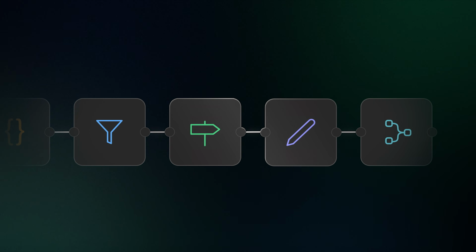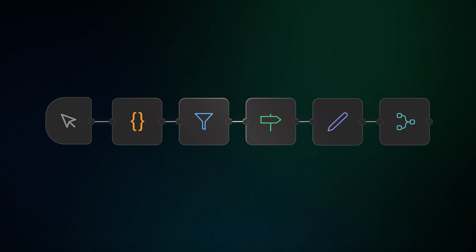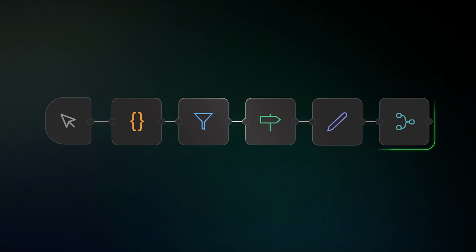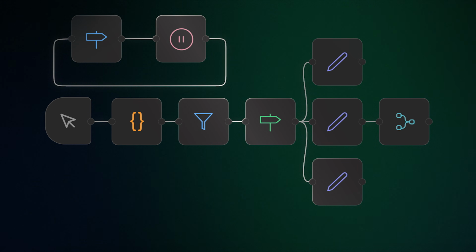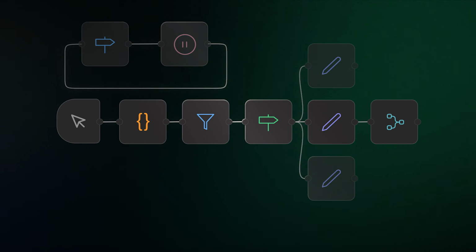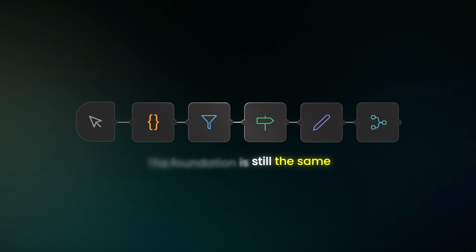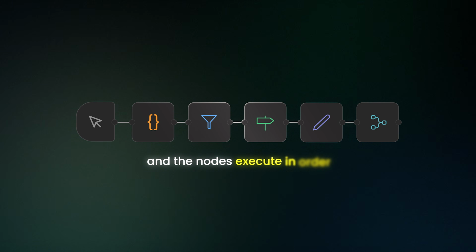The simplest way I've found to think about a workflow is that it's basically a straight line. It starts with a trigger, goes through a few nodes, and then it ends. That's the foundation. Later on, you can make it branch, loop, and handle edge cases, but that's all built on top of this basic idea. The foundation is still the same. The trigger starts the workflow, and the nodes execute in order.